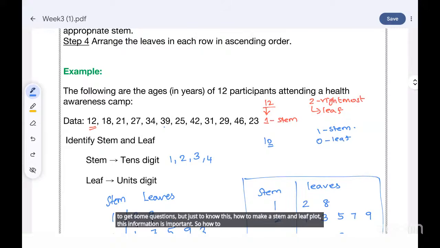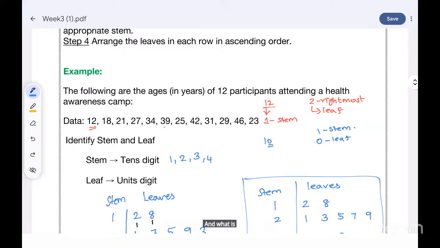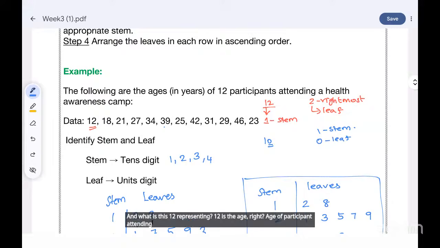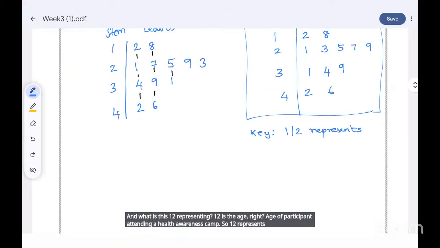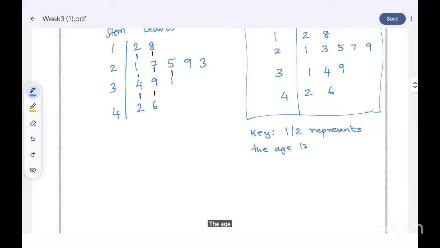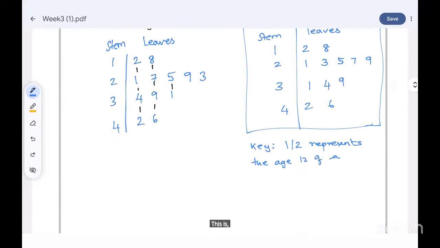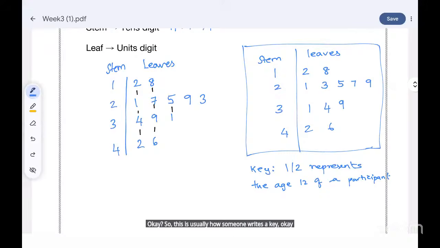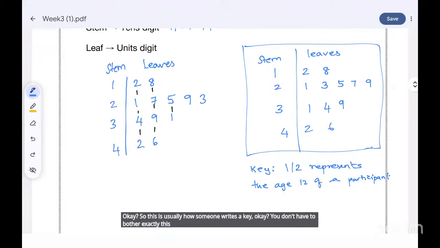So how to make a key? For example, this 1, 2 represents the data 12. And what is this 12 representing? 12 is the age, right? Age of a participant attending a health awareness camp. So 12 represents the age 12 of a participant. Okay, so this is usually how someone writes a key. You don't have to bother exactly how to write a key, because these are usually given. But you should know that every stem and leaf plot contains a key like this.